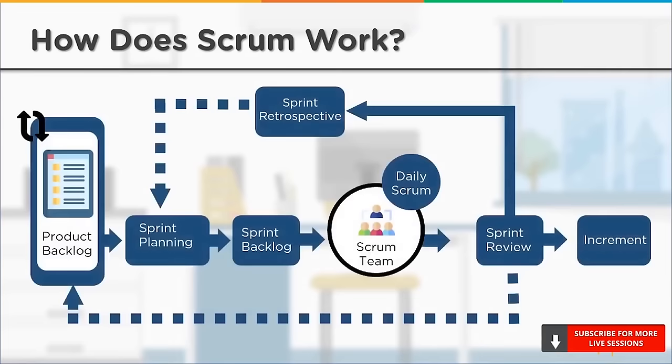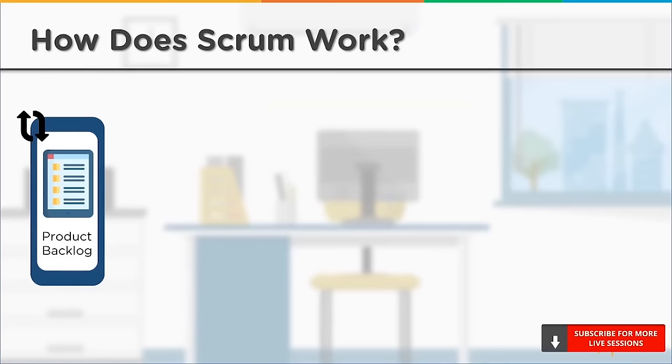Let's have a look at each component. Firstly, we have product backlog. First, a list of all the tasks that need to be completed is created. Now, this list is called the product backlog. Completion of all these tasks represents the successful completion of the project.